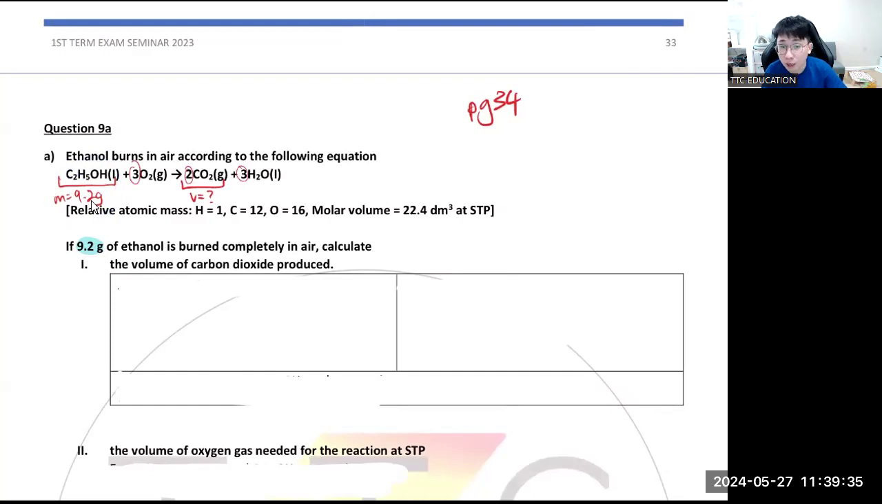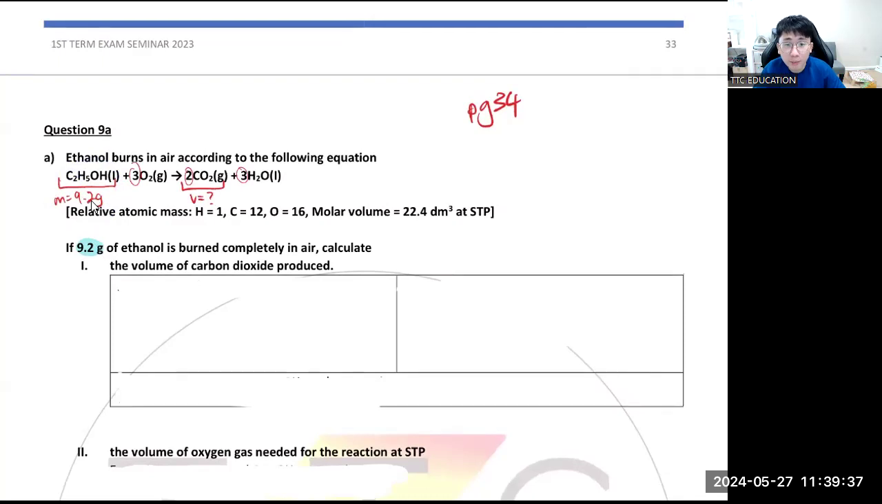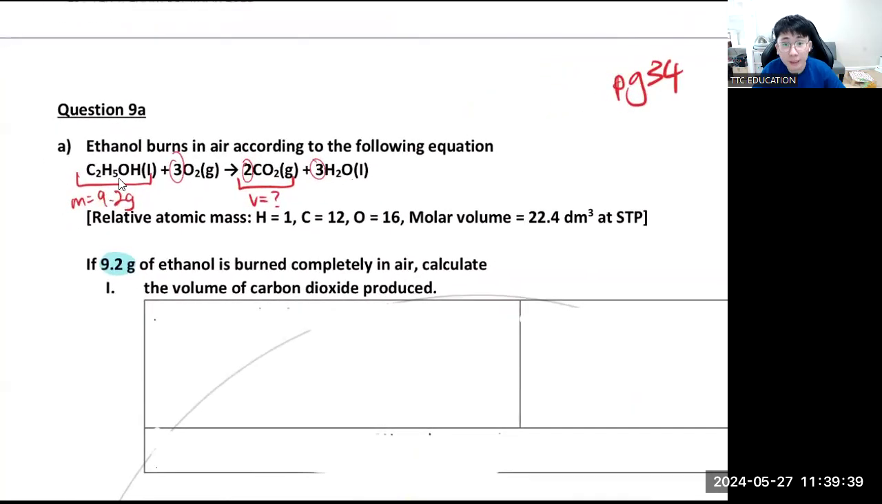I start with mass over molar mass. But don't forget, guys, for molar mass you also need to total up the atomic mass for all of this, right? So you have to do the mass from here.